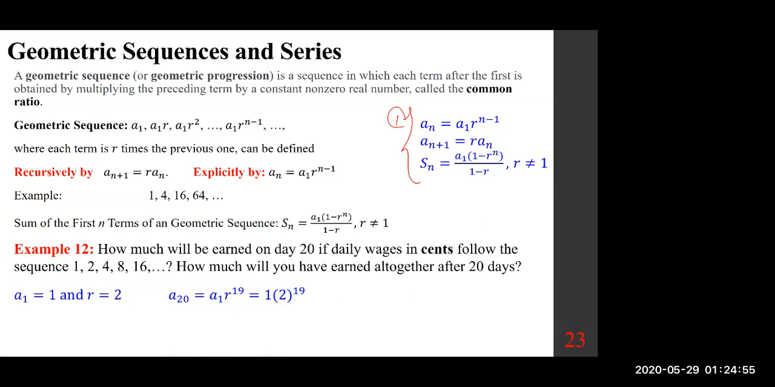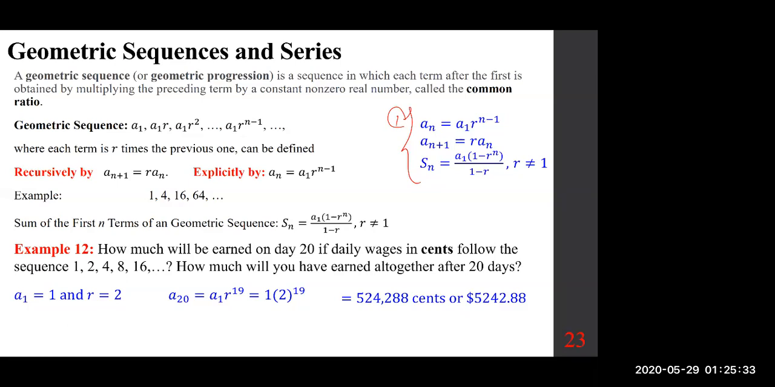So on that day, 20 days later, if you will, this is the amount that we're going to get in cents. And it's $5,242.88. Imagine 1 penny, and it's doubling up. This is the power of mathematics and exponentials.